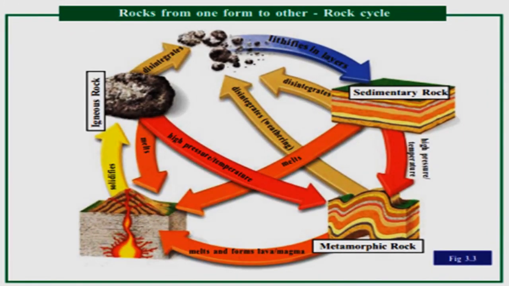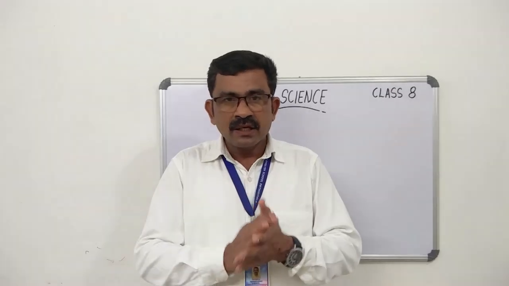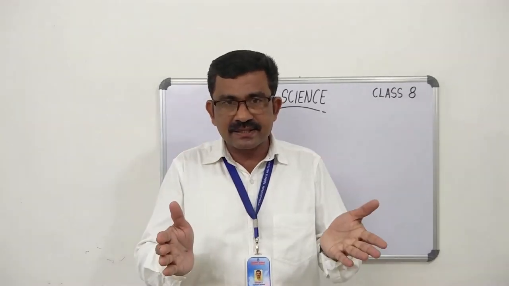Rocks may not remain in their original form forever. They are subject to several changes over time. Let's observe the diagram. This rock cycle shows rocks changing from one form to another. So children, see how a rock transforms into another rock through different processes. Let's see the process and changes.